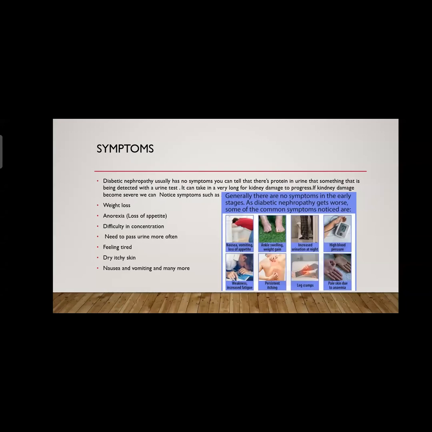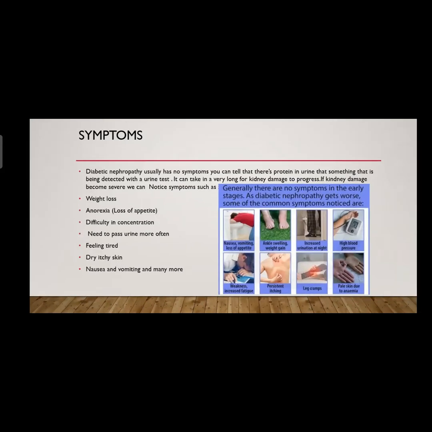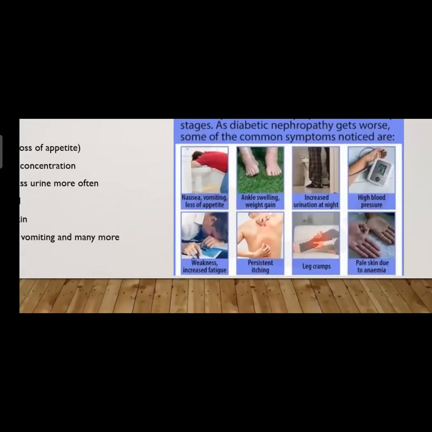A person would not be able to concentrate, and would have the feeling to pass urine more and more. The person would feel tired, his or her skin would be dry and itchy, and he or she would have nausea and vomiting and many more. You can see in this picture nausea and vomiting, ankle swelling, increased urination at night, high blood pressure, weakness and fatigue, persistent itching, and leg cramps and pale skin due to anemia.